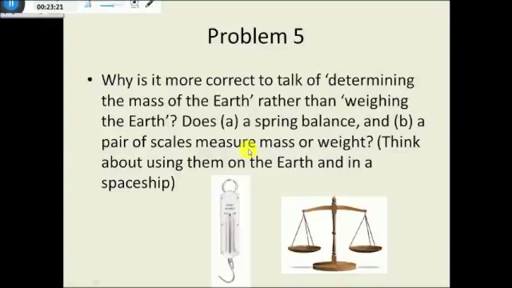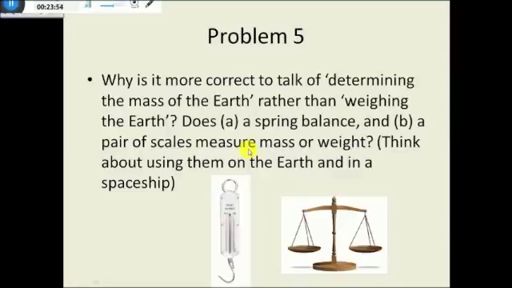Does a spring balance or a pair of scales measure mass or weight? I found this difficult because I'm not used to using either of them. So think about using them on the Earth and in a spaceship. So this one here is a spring balance. Has anyone used a spring balance before? This one here. You've used it in physics or other things?